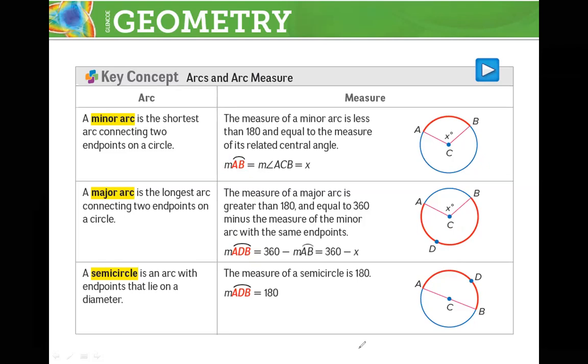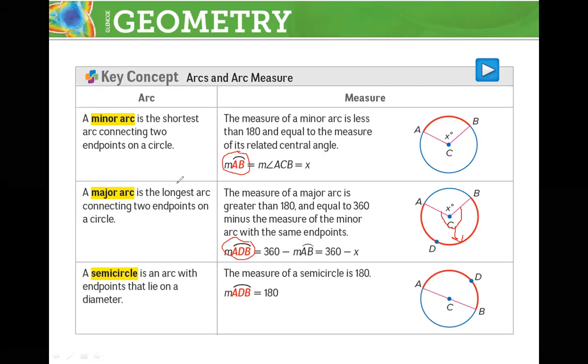Muhammad, can you read with me, please, the first definition, the minor arc? A minor arc is the shortest arc connecting two endpoints on a circle. The measure of a minor arc is less than 180 and equal to the measure of its related central angle. Measure of arc AB, not measure of angle AB. The sign means arc. So measure of arc AB is equal to the measure of angle ACB.